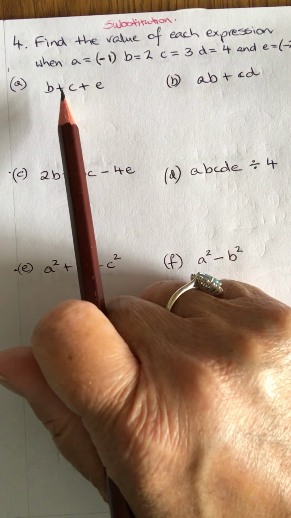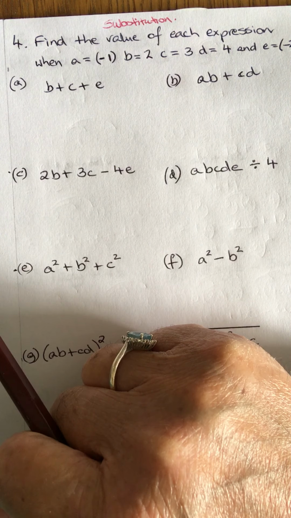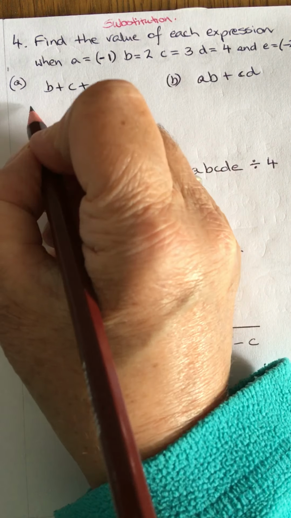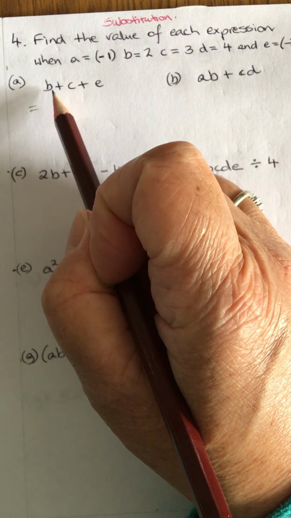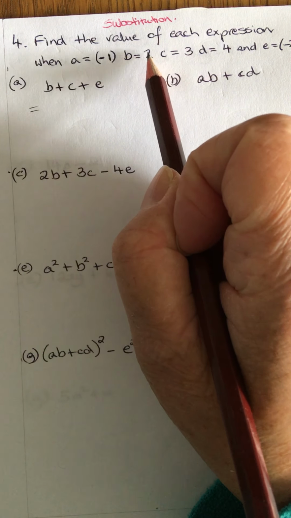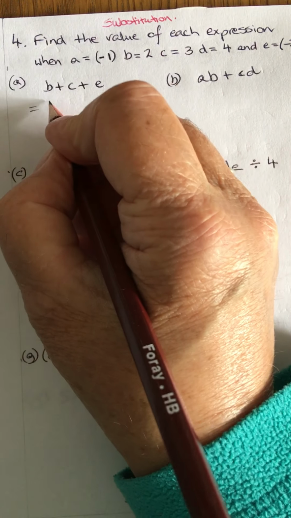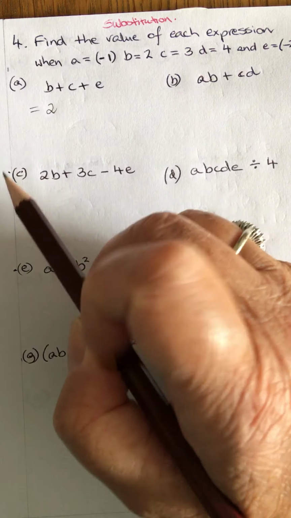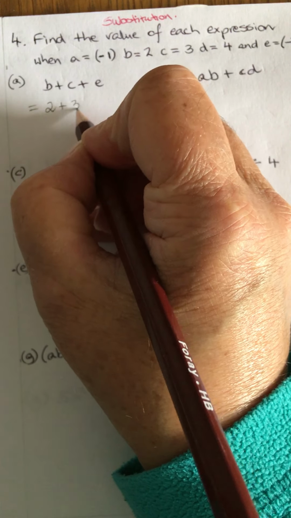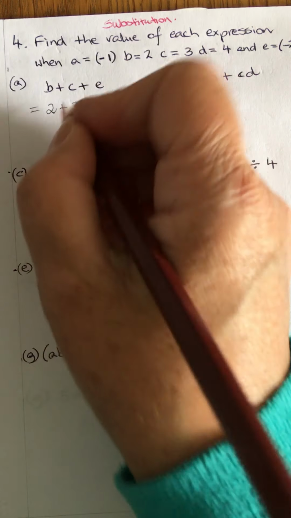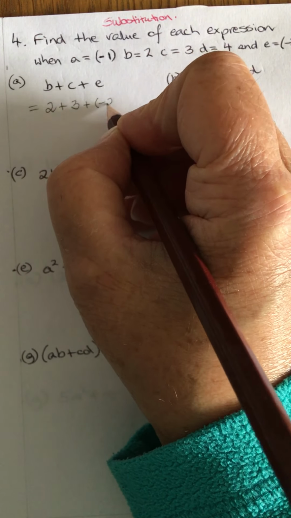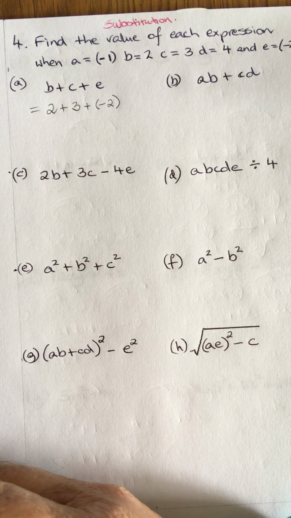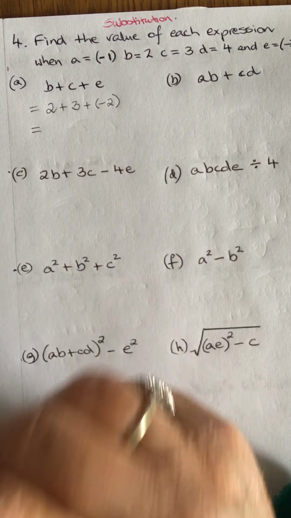So we've got b plus c plus e, and each of these letters stands for a number. We are going to substitute the number in place of the correct letter. So the letter B is standing for the number 2, so we're going to substitute the number 2 in place of the letter B. Plus C, which is value 3, so that's plus 3. Plus E, which is value -2, so plus -2. Okay, so that's the first stage, is to substitute the numbers in place of the letters. And now we have to evaluate it to get an answer.